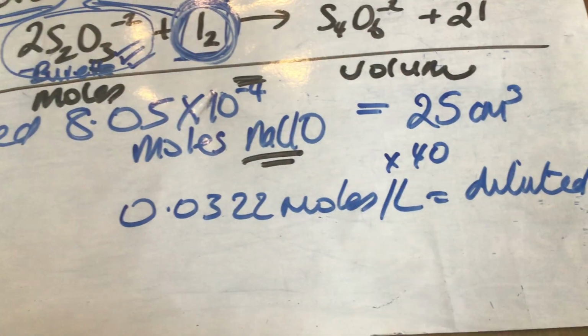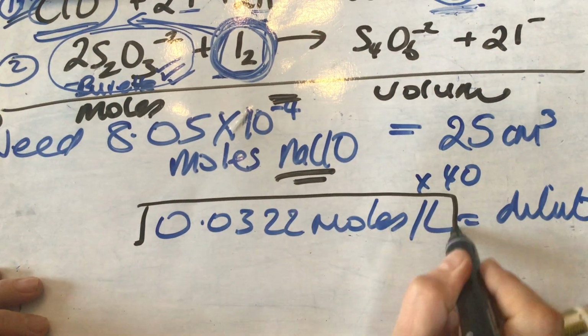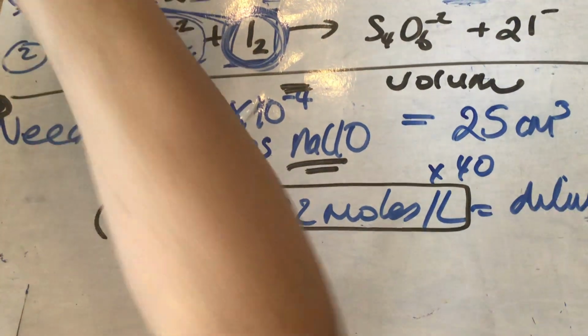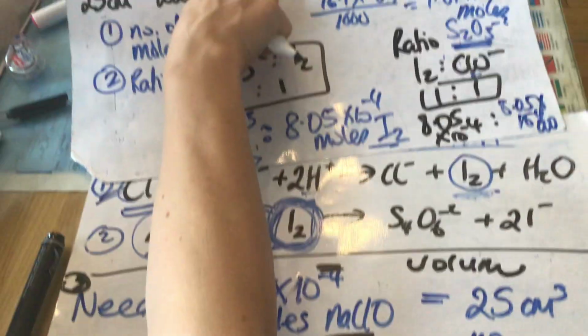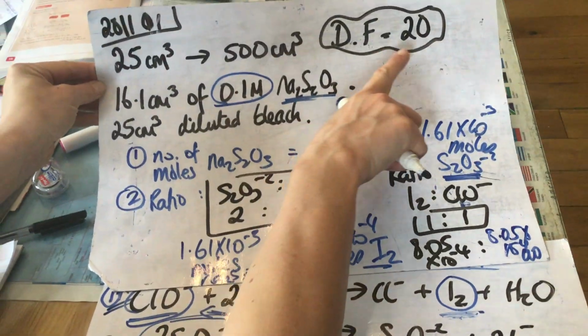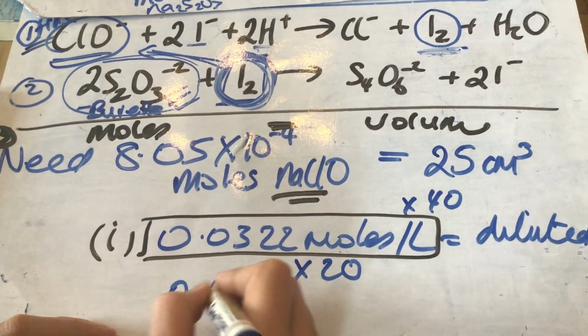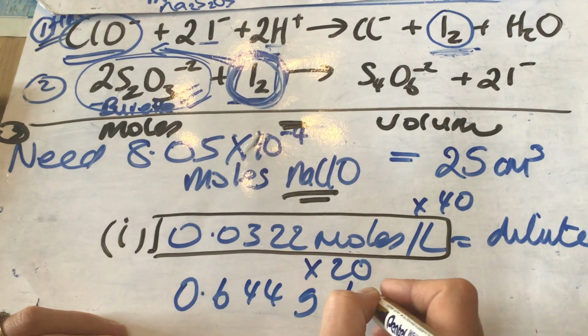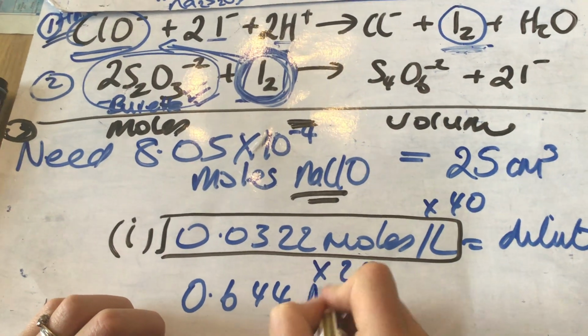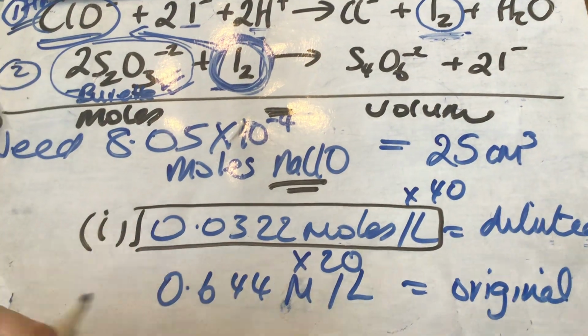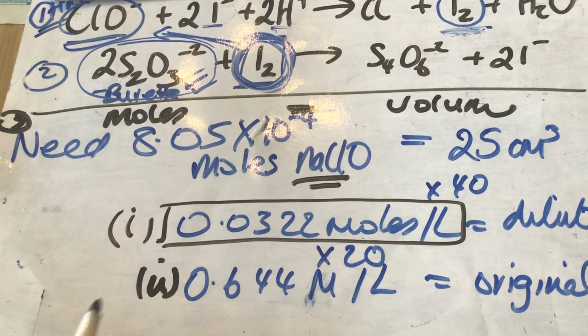So that was the first thing they asked you for. Then they asked you for the concentration of the original bleach. Now, it was diluted, look. 25 was originally diluted to 500. So that's a dilution factor of 20, okay? So you need to multiply this by 20, and then you'll get 0.644 grams per, sorry, no, we're still in moles. Moles per litre, but that's the original bleach, the bleach that was undiluted, if you like, okay?